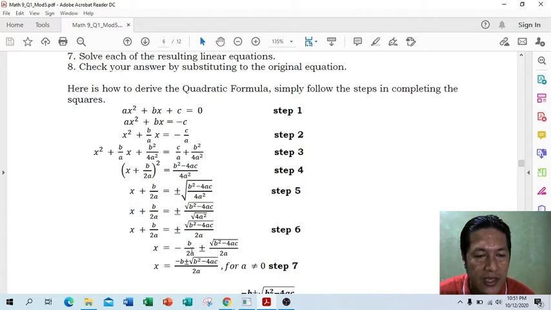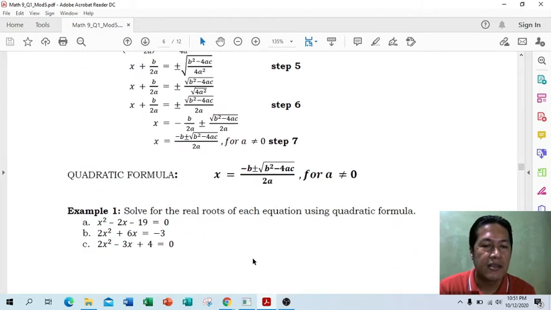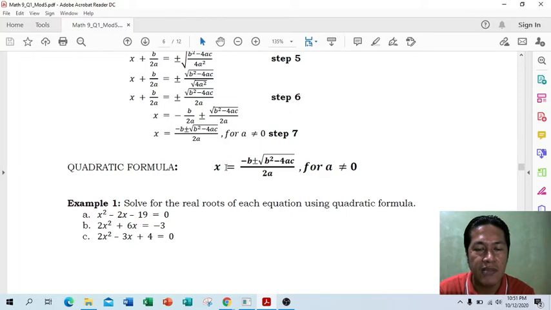The final quadratic formula is negative B plus or minus the square root of B squared minus 4AC, over 2A, where A is not equal to 0. Okay, moving on. Okay, quadratic formula. This is the one we will use. You can use a calculator, or a cell phone.